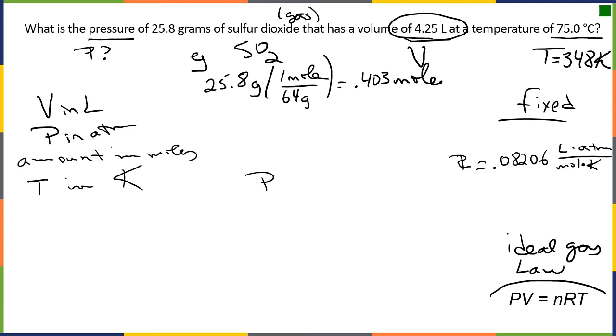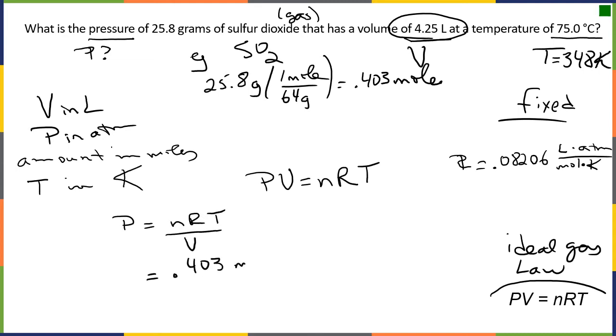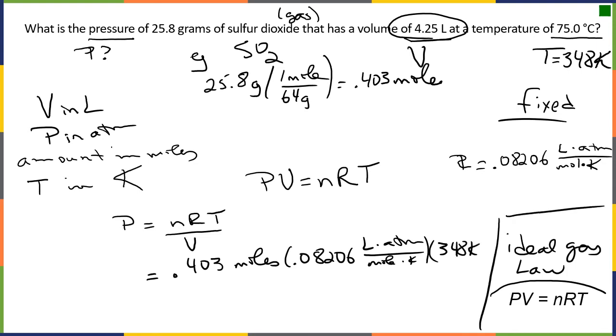So now we plug it in. We have PV is equal to nRT. We're solving for pressure, so we're going to rearrange. We're going to say P is equal to nRT over V, and we're going to plug it in. 0.403 moles from the amount here, multiplied by 0.08206 liters atmospheres per mole Kelvin, multiplied by 348 kelvins, divided by the volume in liters, 4.25 liters.